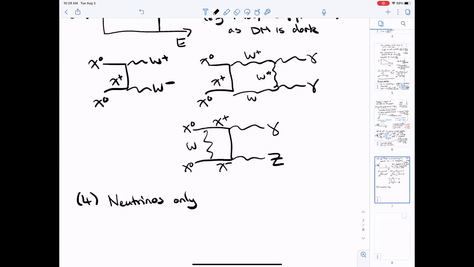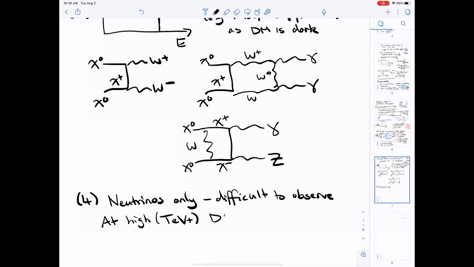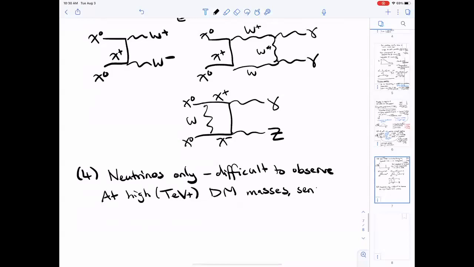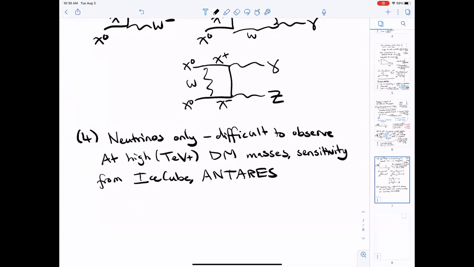This is pretty hard to see because while we have good neutrino telescopes at high energies, neutrinos just don't interact very well and they're hard to catch. For low DM masses, these are just extremely difficult to observe. At high DM masses, by TeV plus dark matter energies, there's sensitivity from neutrino telescopes like Antares and IceCube. But this is just generally a difficult channel to constrain.